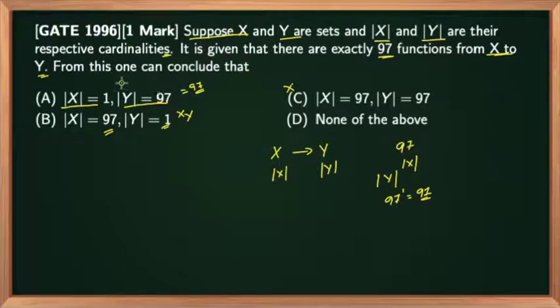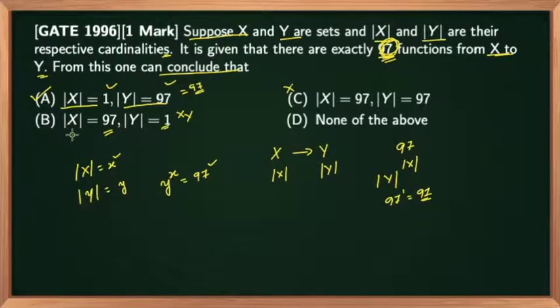But the question is, can we conclude that? That means, is it possible that you have some other value for x, let me call it a small x, and some other value for y, let me call that small y, such that y raised to x is equal to 97? Okay, is it possible to have some different value other than 1 and 97? If you can have only 1 and 97, then you can conclude, right? Otherwise, you cannot conclude. But if you see the number 97, it's a prime number. And you know a prime number cannot be factorized. So that means you cannot have any other y and x apart from x equal to 1 and y equal to 97, right? So the answer should be A.